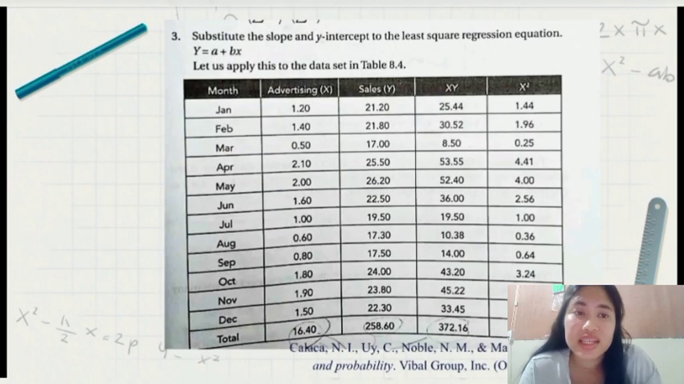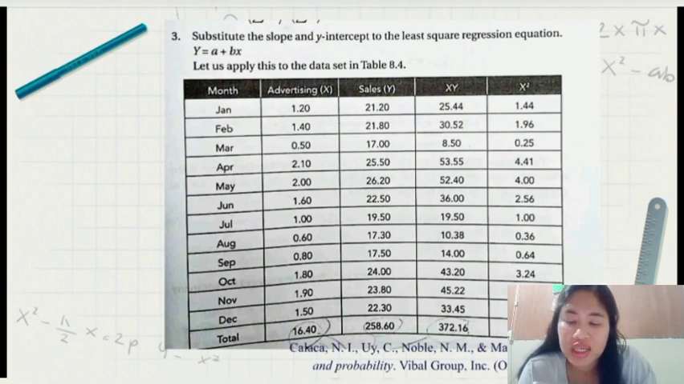So here is an example of the table and the data. We substitute the slope and the y-intercept into the least squares regression equation, y equals a plus b multiplied by x. So let us apply this to the data set in this table here.